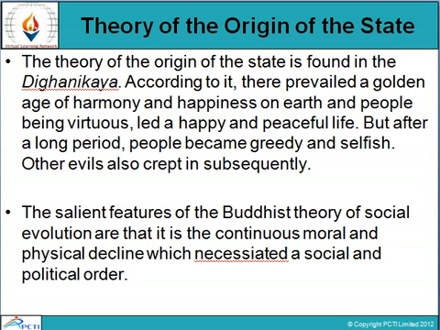According to this particular theory, first people led a very happy and peaceful life, but slowly when complexities or difficulties start, gradually people become greedy, selfish, and other kinds of wrongdoings also start happening in society. The salient features of the Buddhist theory of social evolution are that it's the continuous moral and physical decline which necessitated a social and political order.